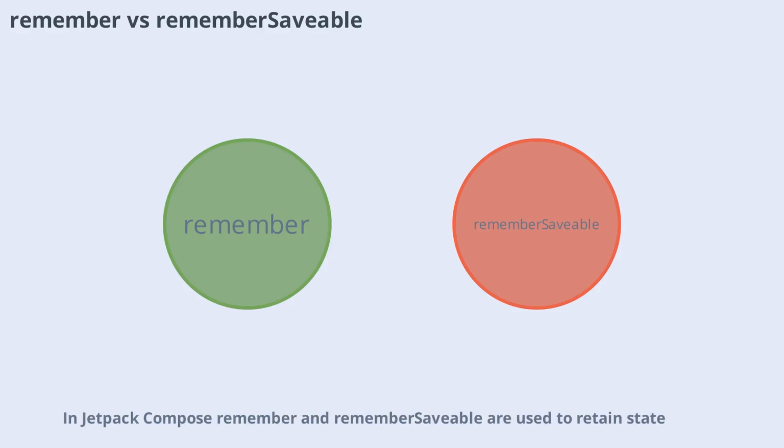In Jetpack Compose, remember and rememberSaveable are used to retain state. remember survives recomposition only, while rememberSaveable survives process death by leveraging SavedStateHandle or bundles. Choosing the right state management approach ensures your app maintains user data across configuration changes and process restarts. This distinction is crucial for delivering a seamless user experience.